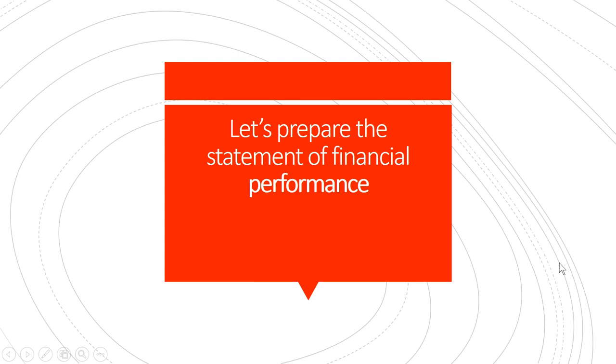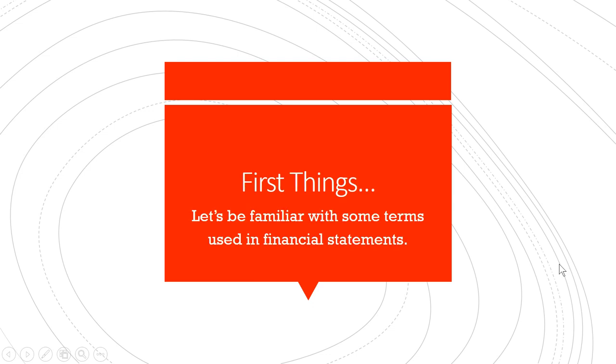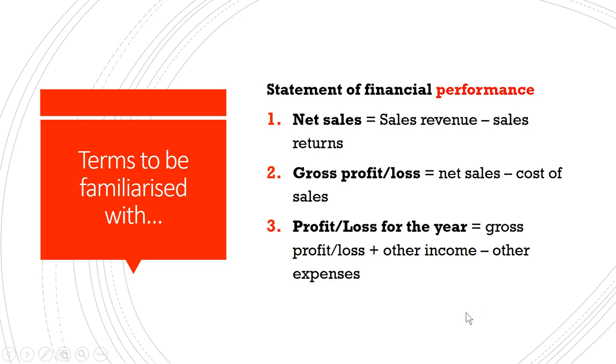We shall now prepare the statement of financial performance. But first things first, let's be familiar with some terms used in financial statements. For the financial performance, there are three items. First, net sales. It is equal to the sales revenue earned for the entire year, subtract away the sales returns. So we have this formula of sales revenue minus sales returns.